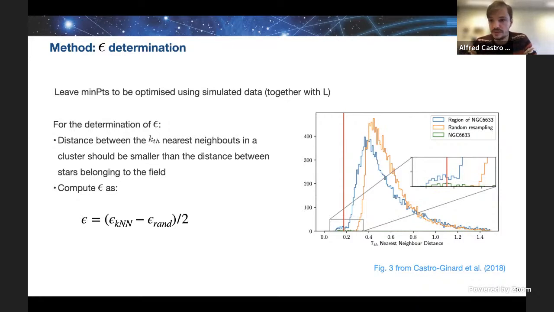We see in blue the actual distribution of the stars, where you have this blob towards smaller distances that will belong to the cluster. In green, there is the distribution of the actual cluster. And we want to isolate this blob from the field distribution. To do that, we reshuffle the stars, so we remove all the structure, and we plot again the same plot, which will be the orange curve. And we compute the epsilon as the value given by the formula here, which combines the minimum epsilon in the blue distribution, the minimum epsilon in the orange distribution, and just a mean, so we can isolate the blob here.